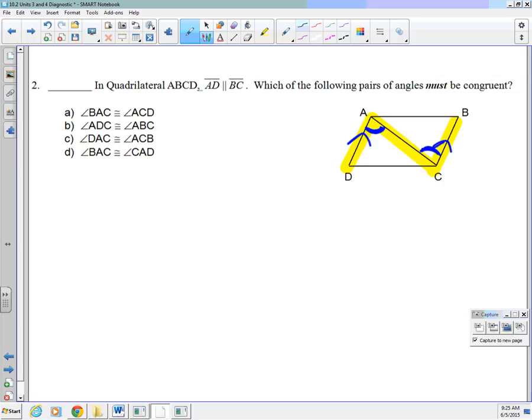It would be angle DAC to angle ACB, which would be choice C. Be careful. You cannot get the other pair of angles congruent right now because you don't know if AB and DC are parallel. Be very careful with that.